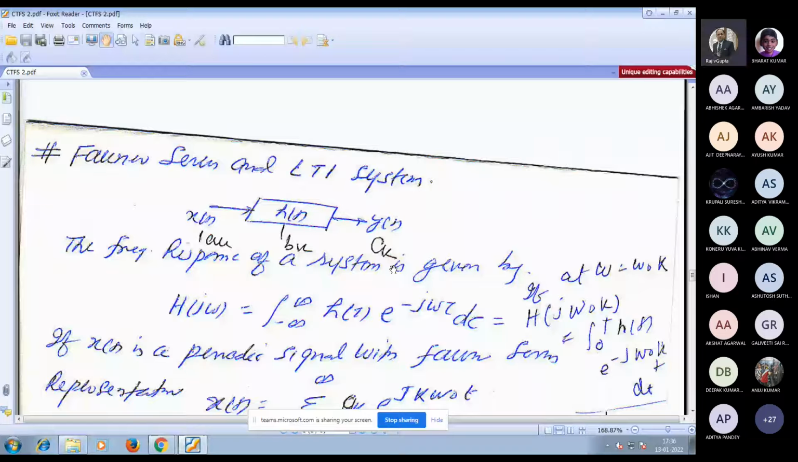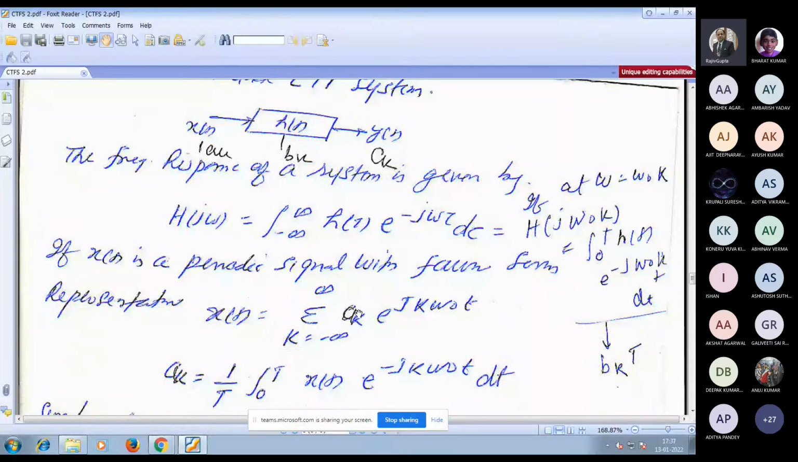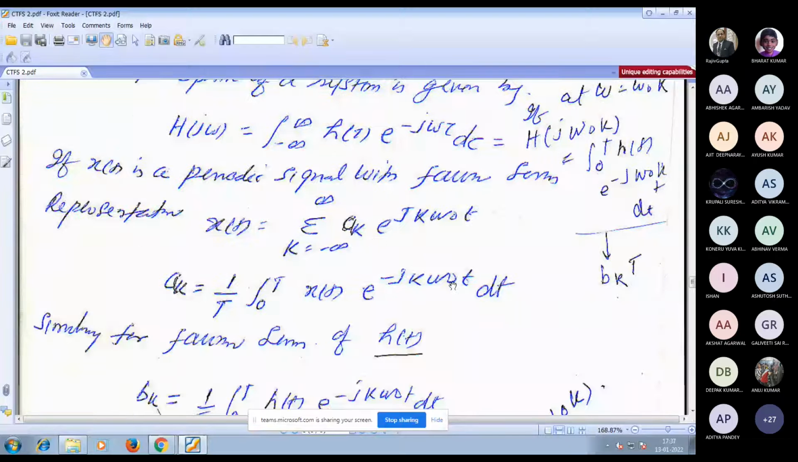So if we talk about frequency response, whenever you talk about the frequency response of an LTI system, which is nothing but H of j omega, the integral from minus infinity to infinity of h of tau e to the power minus j omega tau d tau. This is what I already told, right? And you already have this information about x of t: x of t can be written in this way, where ak can be written in this way. We can write it. Okay, sir.